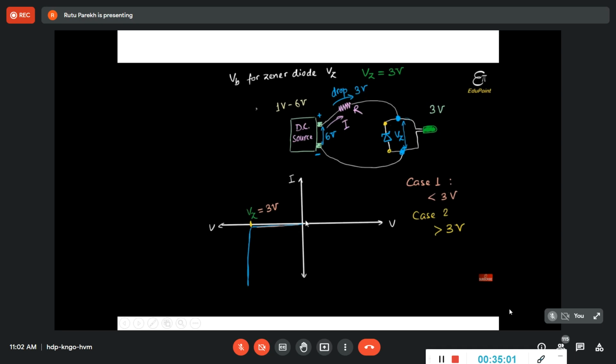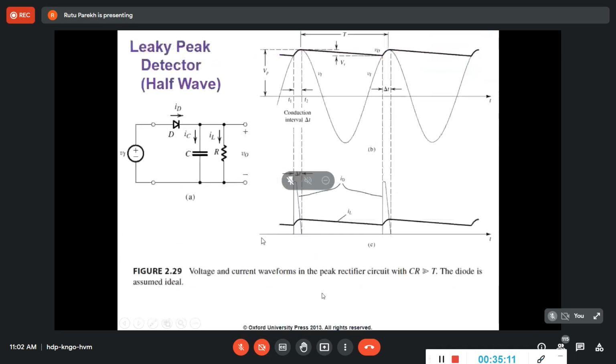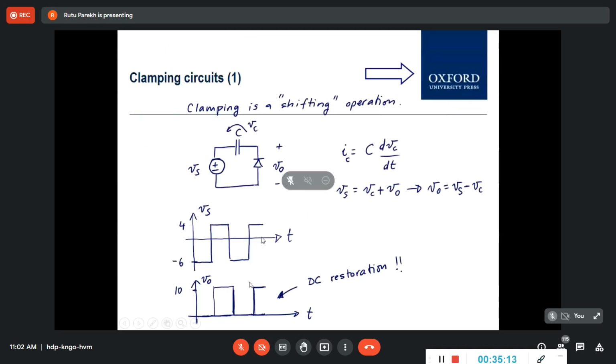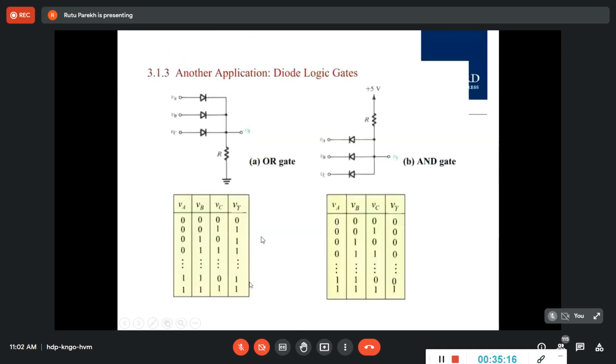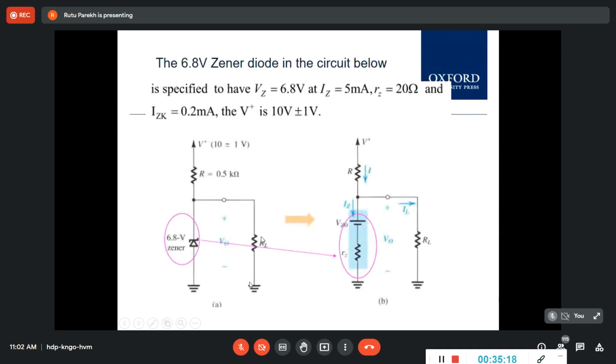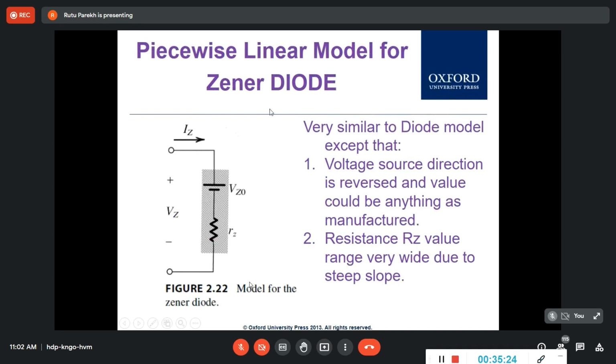So this is the I. Even if I is changing a lot, V will remain the same. I is here, I is here, I is here, but V is almost the same. So that's the beauty of the Zener. It is a protecting device, it protects your circuit. And here we will see an example where you will understand the beauty of this device.